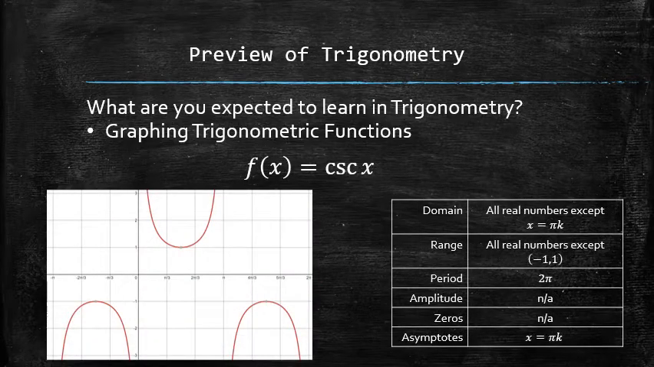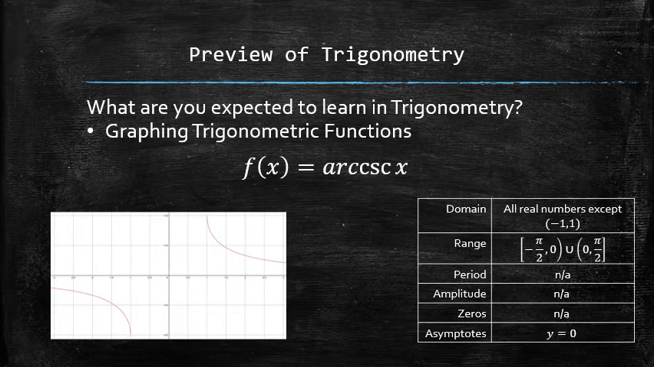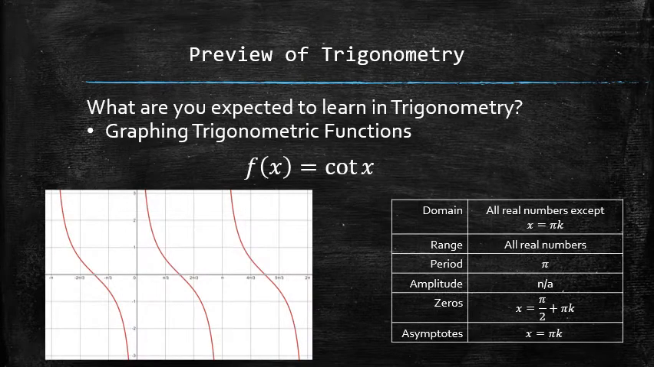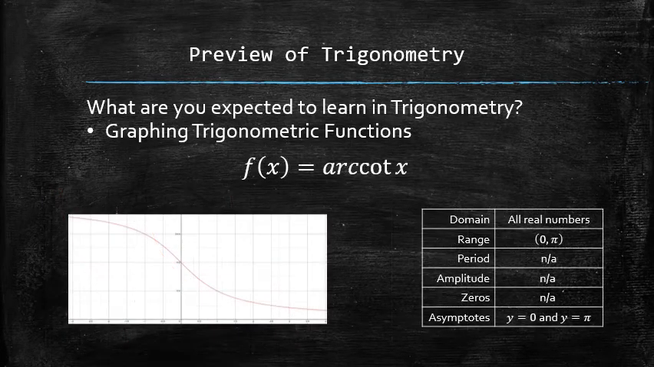Here is the graph and a list of basic properties of cosecant function. Here is the graph and a list of basic properties of arccosecant function. Here is the graph and a list of basic properties of cotangent function. And finally, here is the graph and a list of basic properties of arccotangent function.